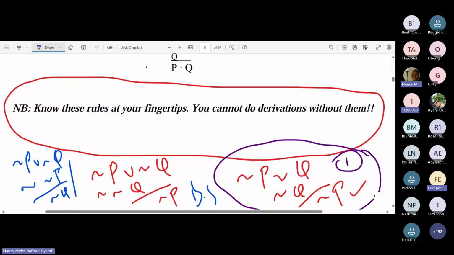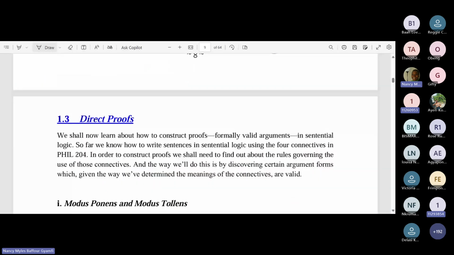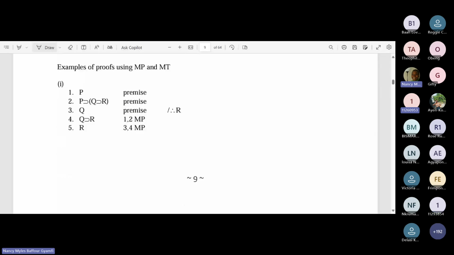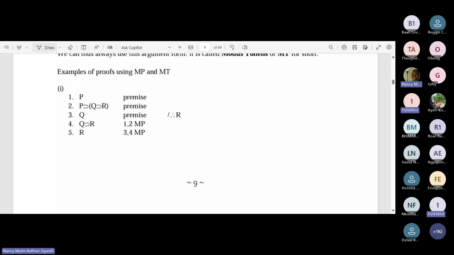Now that we know a lot of these, you see that when you are asked to use direct proofs, to show modus ponens or modus tollens or what have you, it is no longer a big deal. It's just more practice. So on our screen now, all this we've done in class. We have P. This is an example, and this example uses only modus ponens and modus tollens.